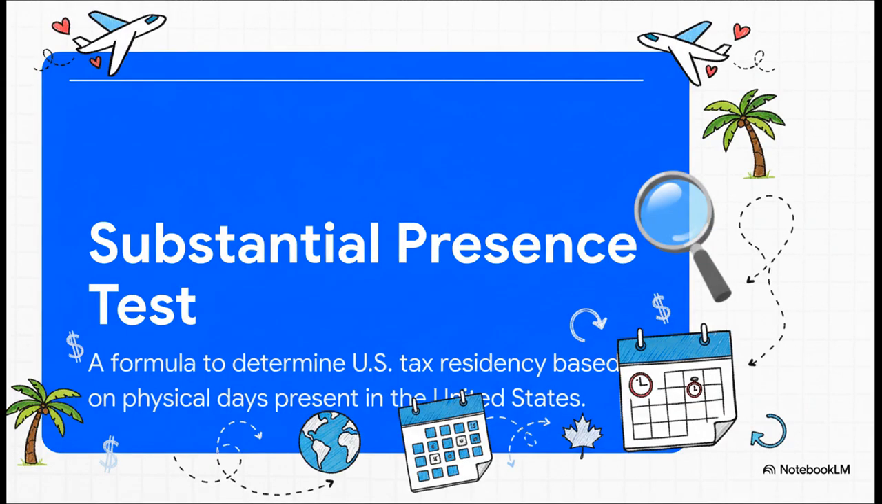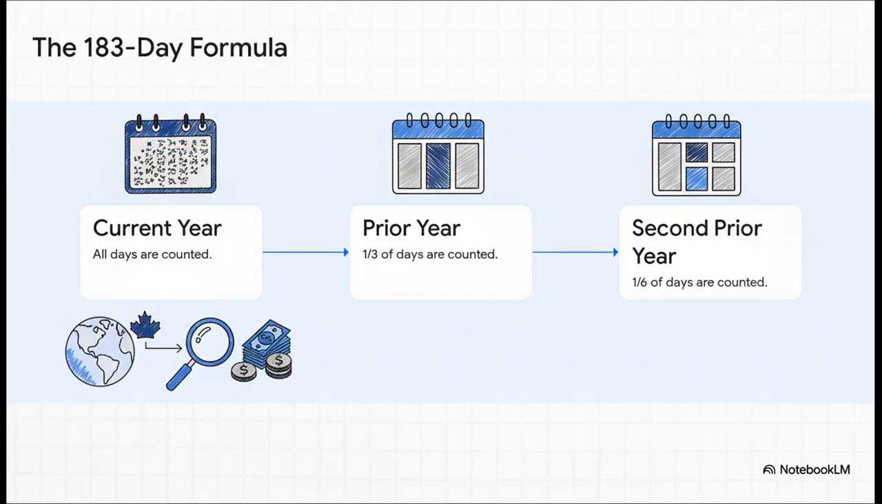Let's zoom in on that last one, because it's a huge deal for so many Canadians, especially snowbirds or really anyone who travels to the States frequently for business or pleasure. The key thing to understand here is that this has nothing to do with your citizenship or your intentions. It is a straight-up calculation based on one thing and one thing only: the number of days you are physically in the country.